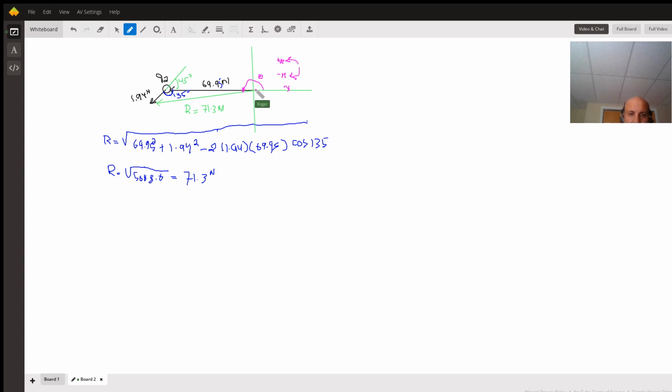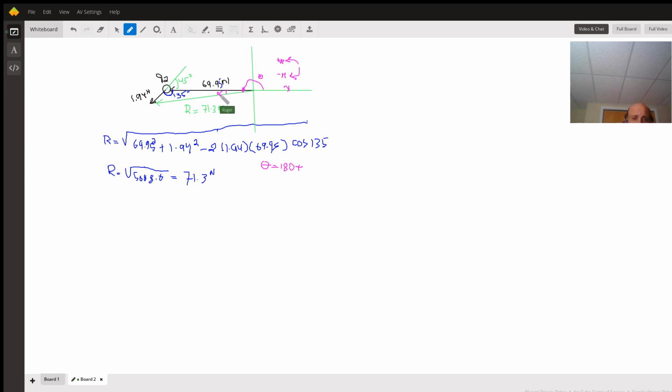Okay, so how do we find this? Well, we know that this angle, from here to here, is 180 degrees. So the whole angle theta is going to be 180 plus this little angle here, which I call alpha. So how do I find alpha? Well, I have this angle here, 135. I have R. I have this force. I need to find this angle alpha.